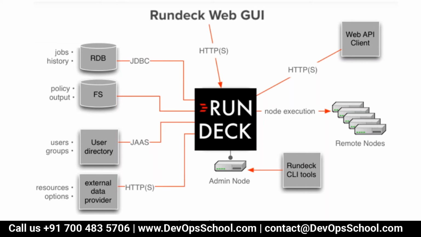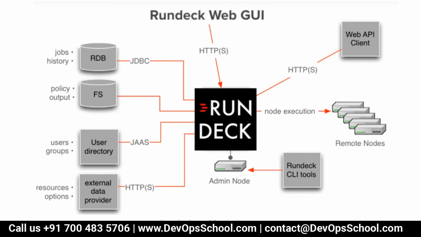Rundeck can connect with a user directory like LDAP and Active Directory, and Rundeck can also use an external data provider. The list of supported databases and all, I'll discuss in a little bit of time. For the list of file stores, what I can recall is that two file stores are supported: one is a local file system, and another one is AWS S3. For user directory, LDAP, Active Directory, and all are very much supported.